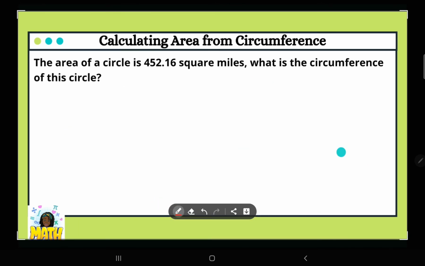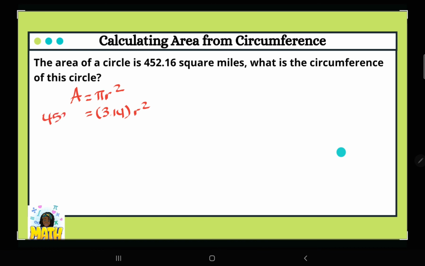The area of a circle is 452.16 square miles. What is the circumference of this circle? So we're starting again with our area formula. Substituting 3.14 times r squared is equal to 452.16. Divide both sides by 3.14. This here cancels out. We have r squared is equal to 144. Now we're going to take the square root of both sides.